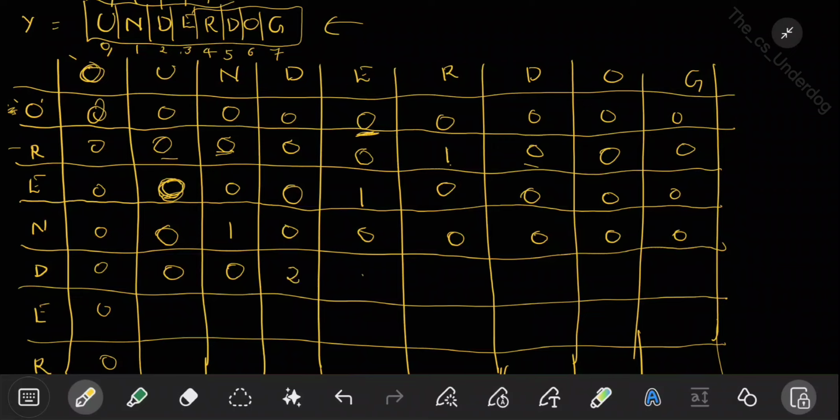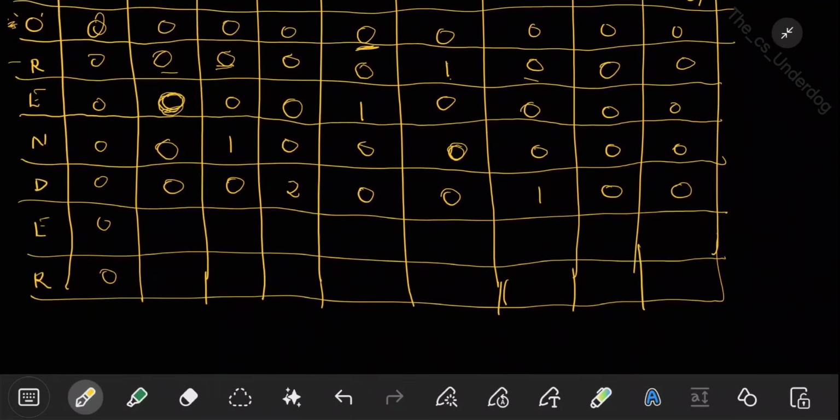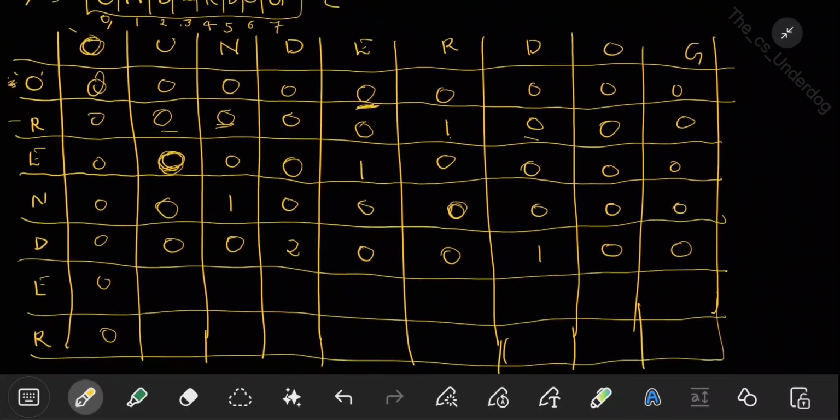D and E are not matching. D and R are not matching. Again, D and D are matching. Whenever it is matching, see the element diagonally above it and then add 1 to it. So 0 plus 1 is 1. Again, D and O are not matching. D and G are not matching. Let us see the next row. In the next row, you want the top element.